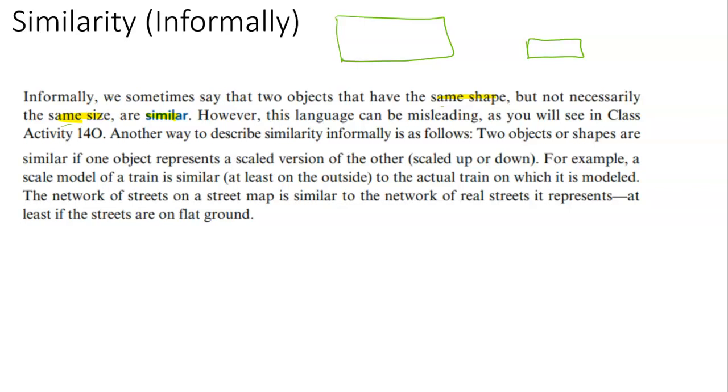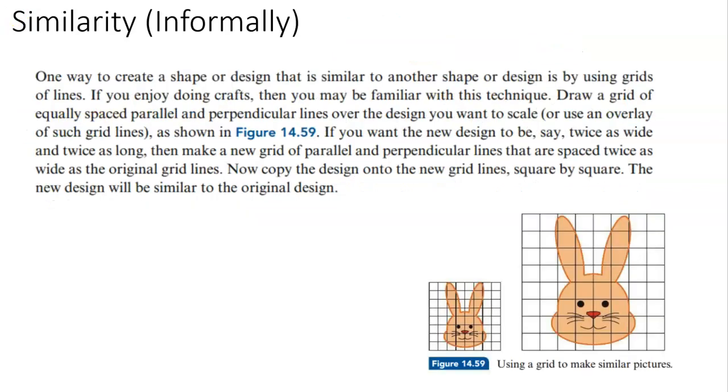And that can actually be misleading, as you're going to see in an exploration. Another way to describe similarity informally is as follows. Two objects or shapes are similar if one object is a scaled version of the other. So a scale model of a train is similar to the actual train on the outside. Networks of streets on a street map are similar if the streets were on the flat ground.